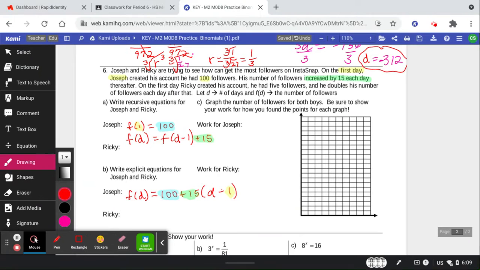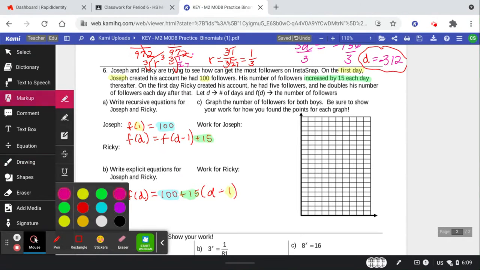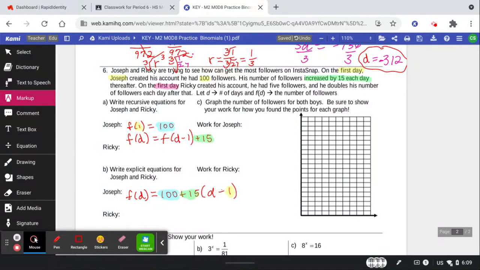Next is on the first day, Ricky. So let's go do a different color for Ricky. Let's do pink. On the first day, he had 5 followers.